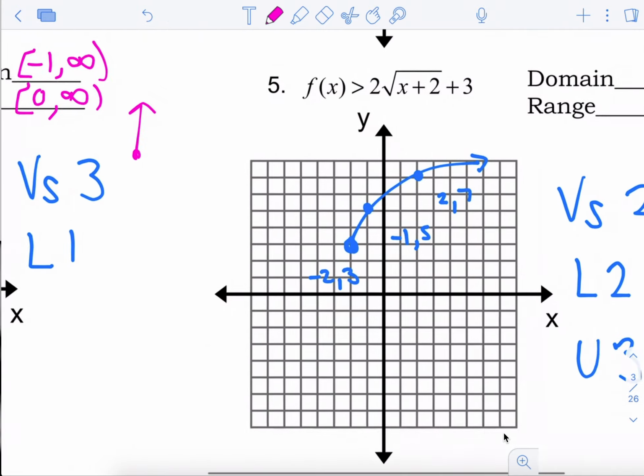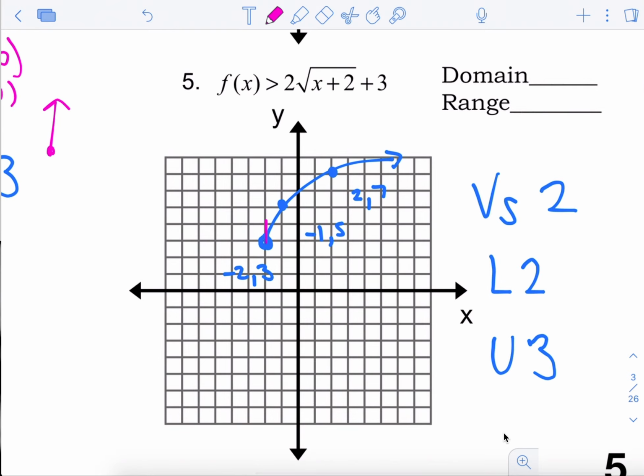Last one of these, number 5. We started over here at -2, so from -2 on the left over to infinity on the right. We're going from down to up. So we started on 3. That's my lowest y. So I started at 3, and I go up to infinity.